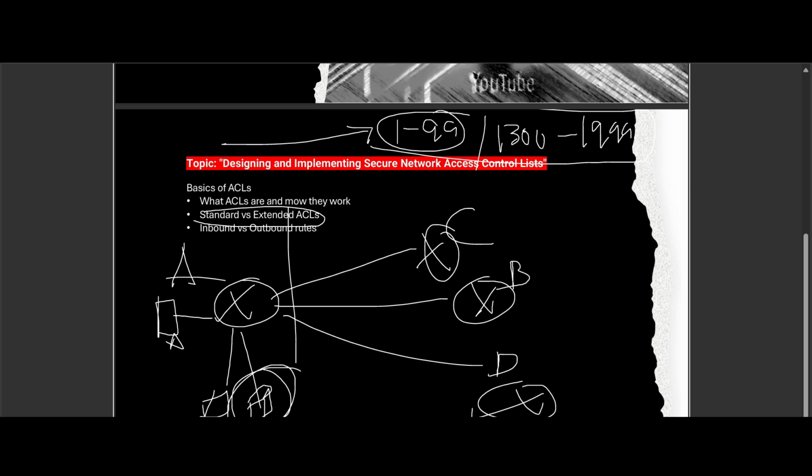We have extended ACL, which ranges from 100 to 199, and the other range is 2000 to 2699. The main difference between the two is that standard ACL only checks the source of the communication, while extended checks the source, destination, and even the port numbers. The inbound and outbound rules are something we set up on the interface itself. Okay, so let's go to our lab.